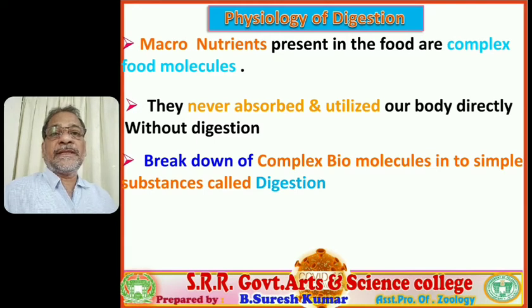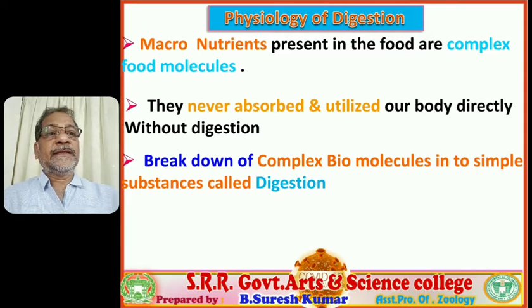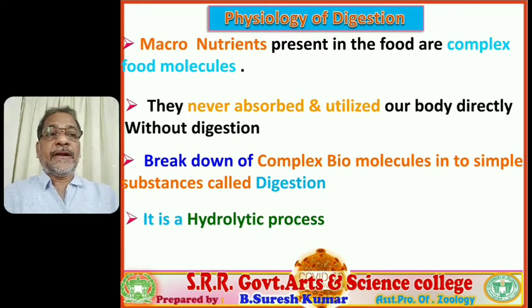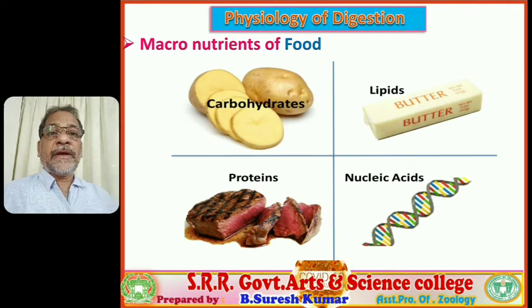What happens in the digestion process? In digestion, the complex food molecules, the complex biomolecules, undergo breakdown. The breakdown of complex biomolecules into simple absorptive substances is called digestion. So it is a catabolic and hydrolytic process in which complex food molecules break down into simple absorptive molecules. Already we discussed the definition of digestion in earlier classes, and it is a hydrolytic process, remember. These are the macronutrients of our food: carbohydrates, lipids, proteins and nucleic acids.